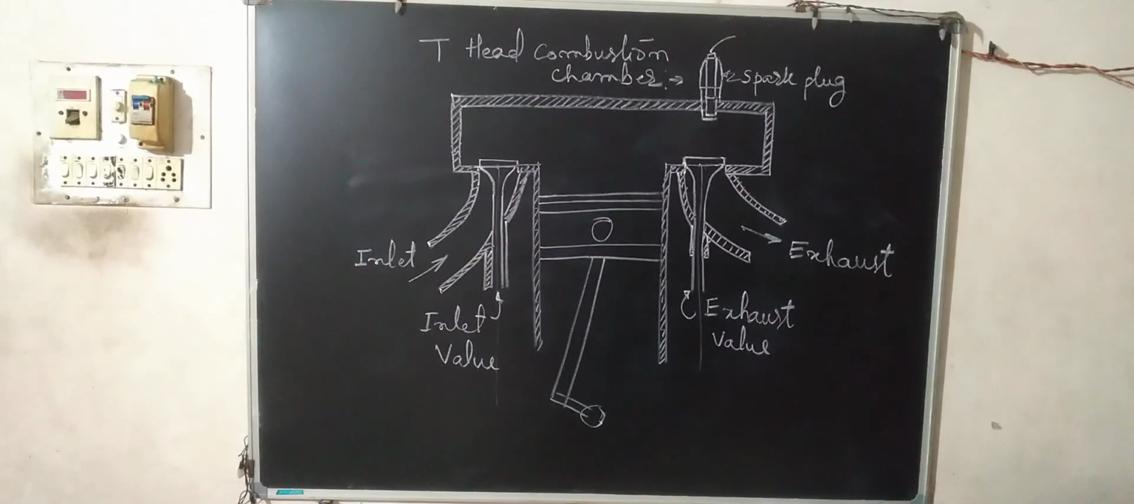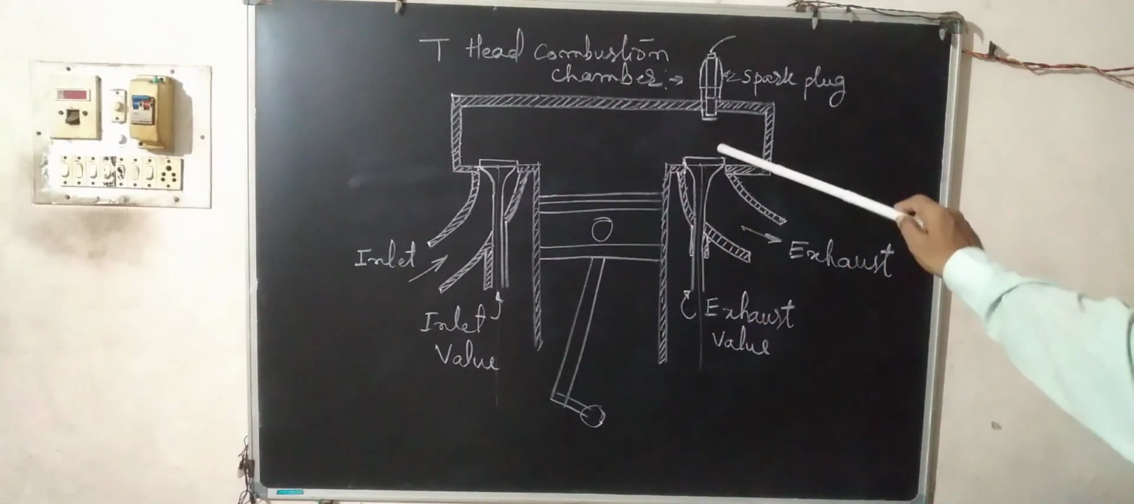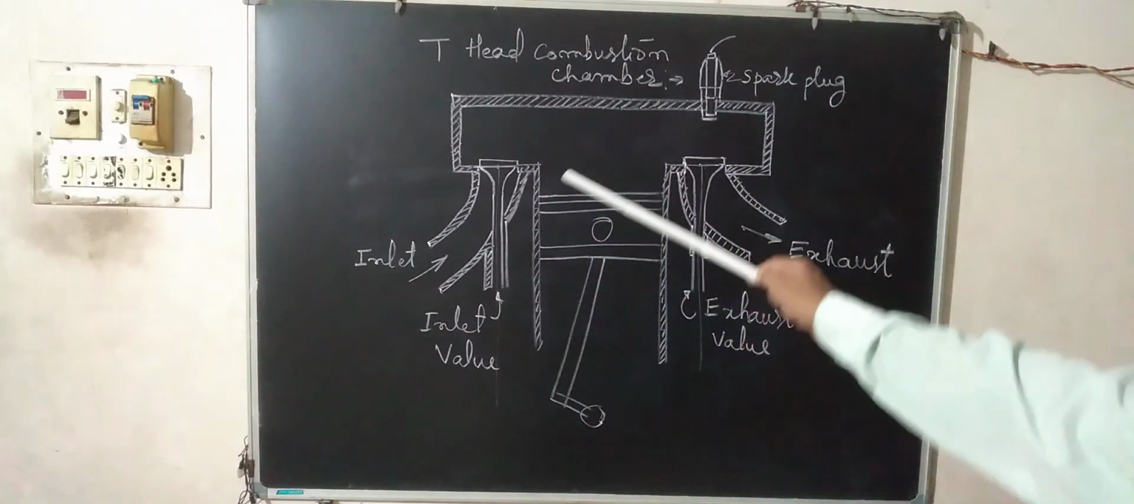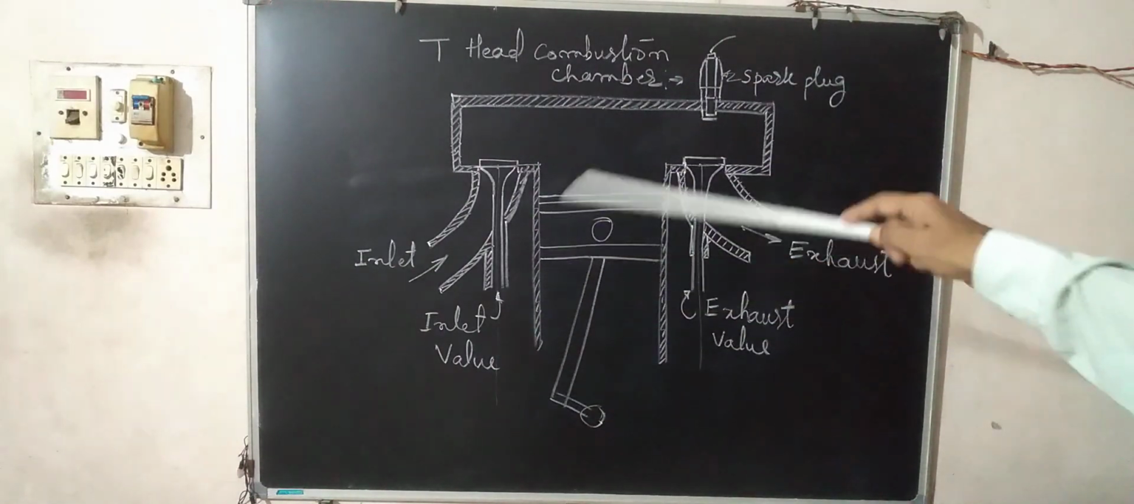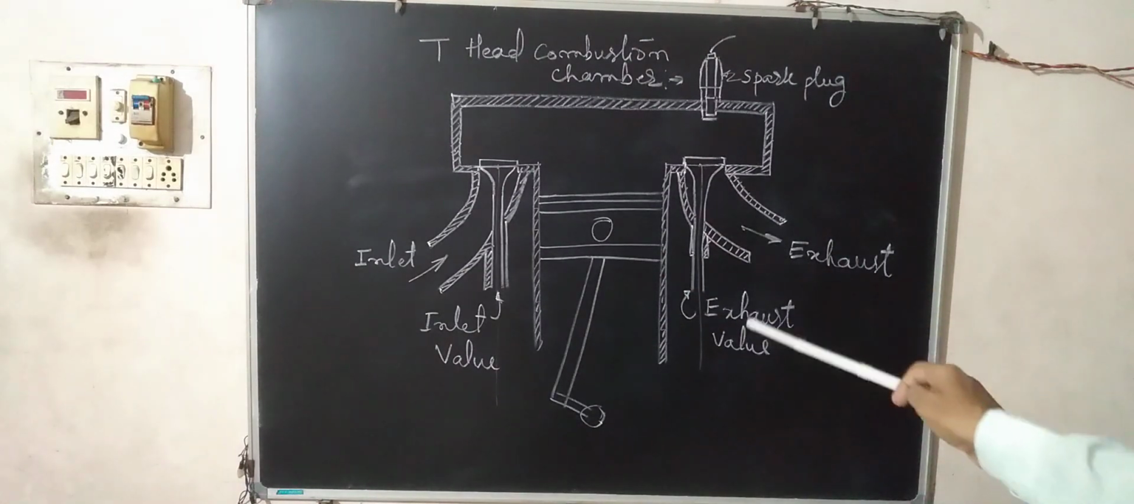This is the T-head type of combustion chamber used in spark ignition engines. The special feature of this T-head type of engine is that the inlet valve is on the left hand side and the exhaust valve is on the right hand side. Now if it is a 4-cylinder engine, if you are observing from the front side, all the inlet valves will be on the left hand side and all the exhaust valves will be on the right hand side.